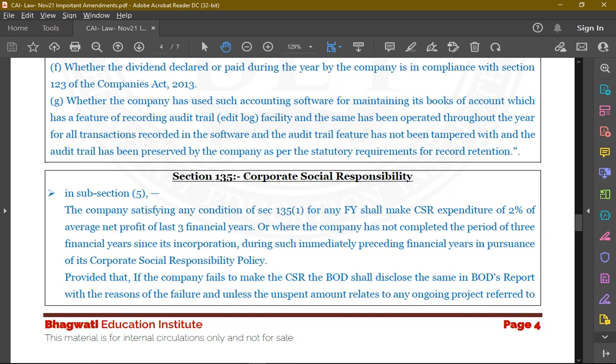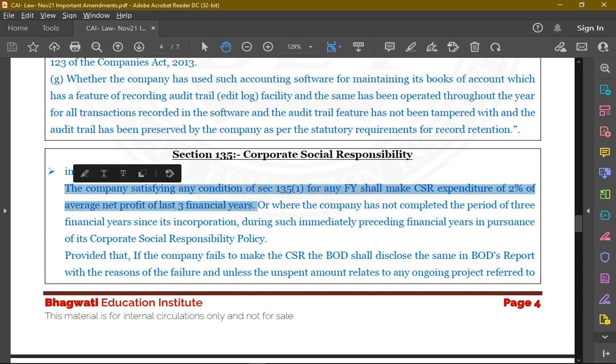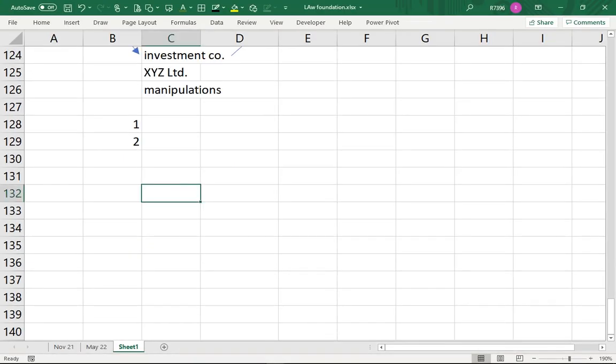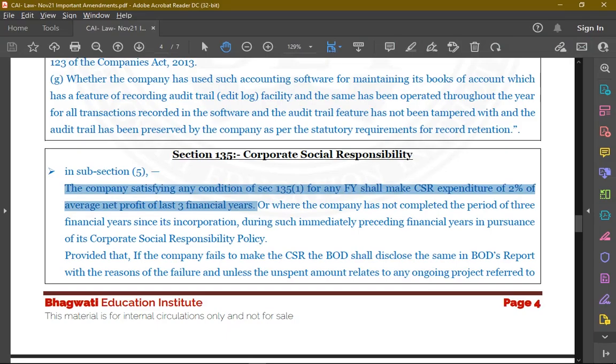Alright, now what it says, first it is taking place under subsection 5. What it says, that the company satisfying any condition of section 135 subsection 1 for any financial year shall make CSR expenditure of 2% of average net profit of the last 3 financial years. So if you see guys, this paragraph says that if any company qualifies to go with the CSR, you know, all those threshold limits were there, then it has to go for the 2% of the average net profit. And how will this average net profit be calculated? We know that we have to take the last 3 financial years of profit. So till this there is nothing.